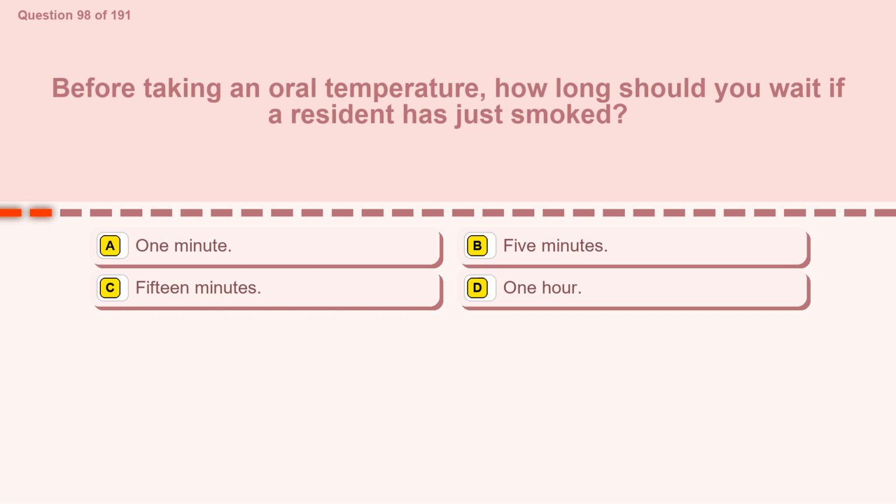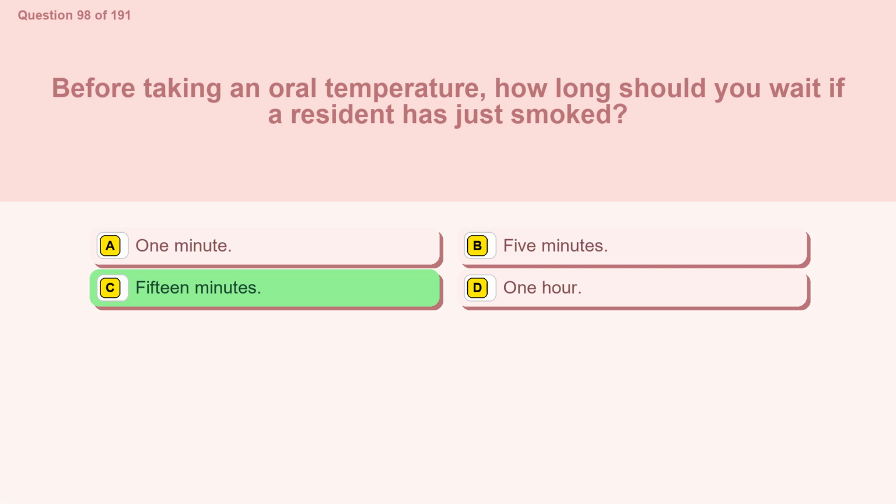Question 98. Before taking an oral temperature, how long should you wait if a resident has just smoked? Option A, 1 minute. Option B, 5 minutes. Option C, 15 minutes. Option D, 1 hour.